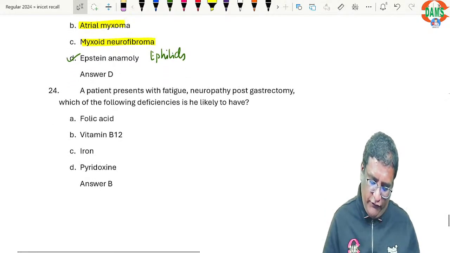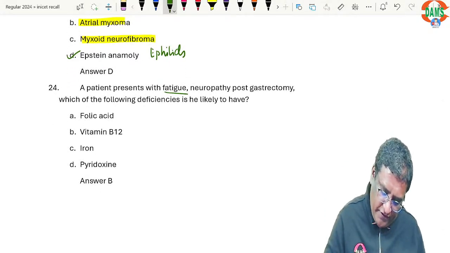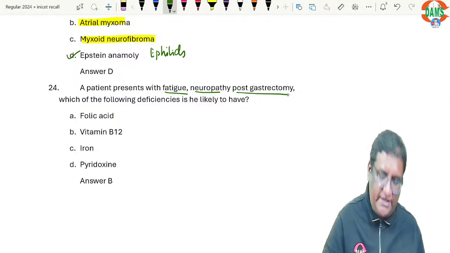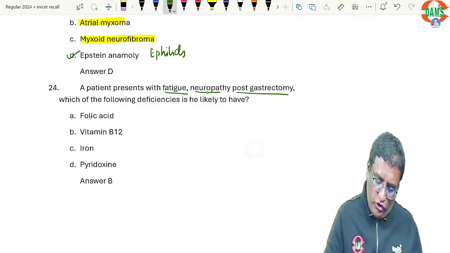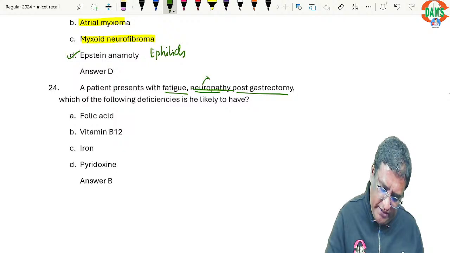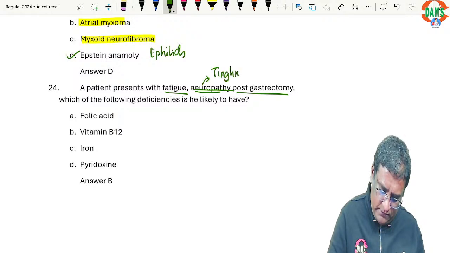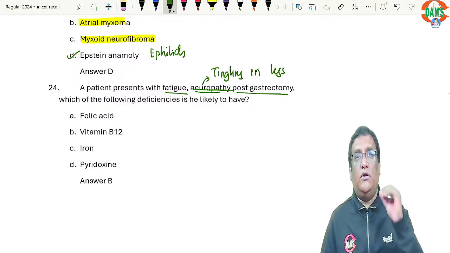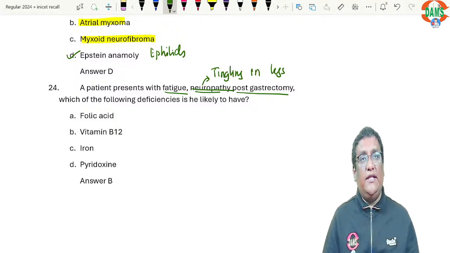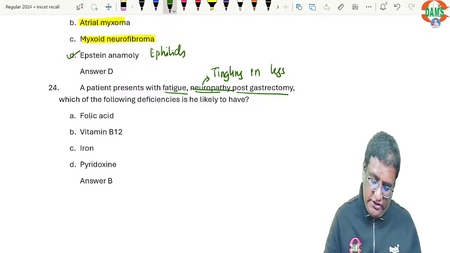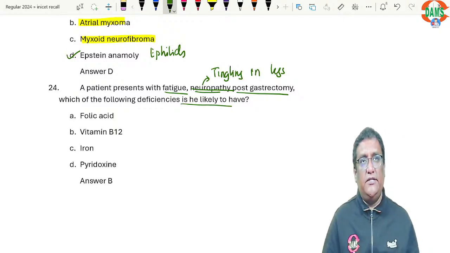Next, question 24. A patient presents with fatigue, neuropathy, post-gastrectomy. The word neuropathy was not given, I guess. So they had given tingling sensation in the legs. Yes, tingling in the legs. Tingling in legs. So I got this just now before recalling this. Tingling in the legs was given. Which of the following deficiency is he likely to have? Right? This was the question.